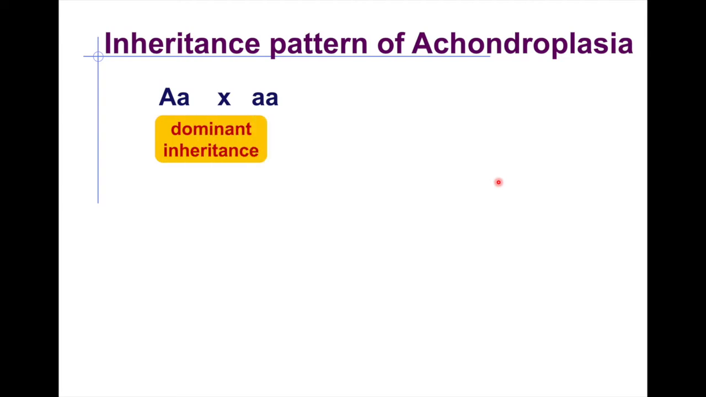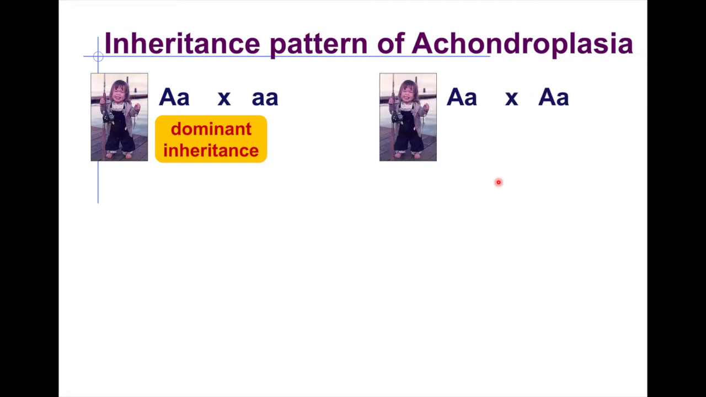The inheritance pattern for achondroplasia, or in this case dwarfism, is usually via dominant inheritance. Here we have a person living with dwarfism who starts a family with a person who is usually not affected, so a non-achondroplasic person. Here we have two people living with the condition who marry each other and have a family.